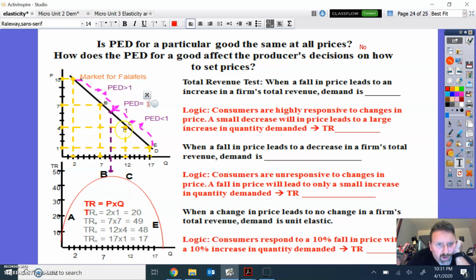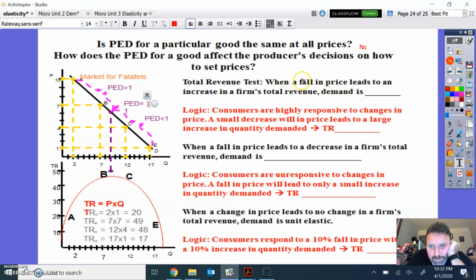So here's our market for falafel graph, but transposed down here is a total revenue graph. So here's total revenue, and here's quantity. As prices go down, it's showing price times quantity gets us total revenue. So as prices go down, total revenue goes up, right? Until we get the unit elastic, which is right here in the middle, and then as prices continue to fall, total revenue really drops off the curve here.